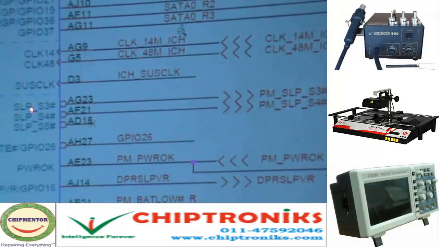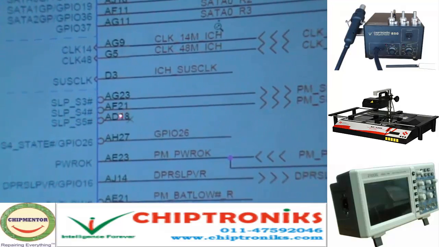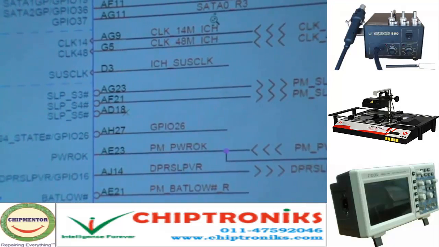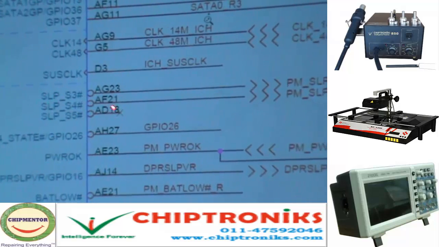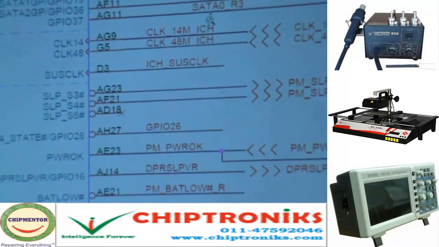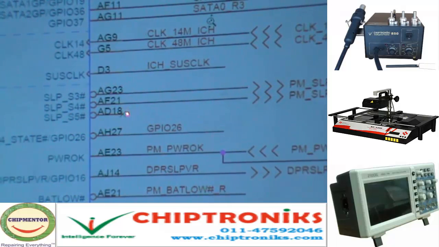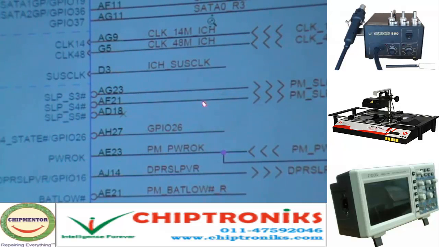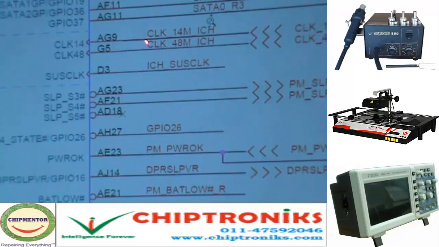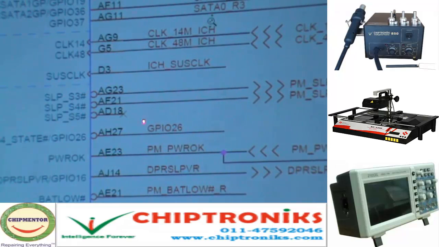Now the important signals: SLPS3, SLPS4, SLPS5. What are these things? These are ACPI management, advanced configuration power interface management, built onto the hardware. There are two kinds of ACPI: ACPI built onto your hardware and ACPI built onto your software, into your operating system. We call them OSPM, operating system power management.